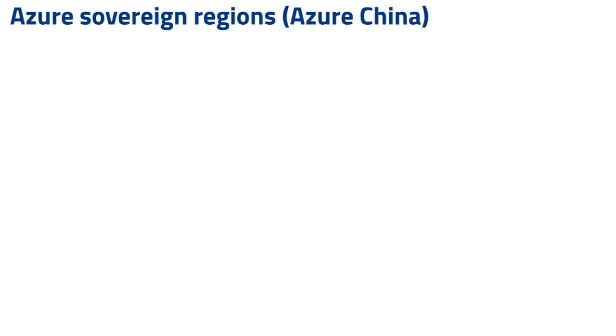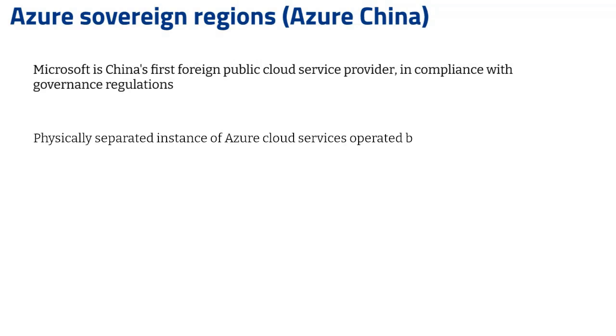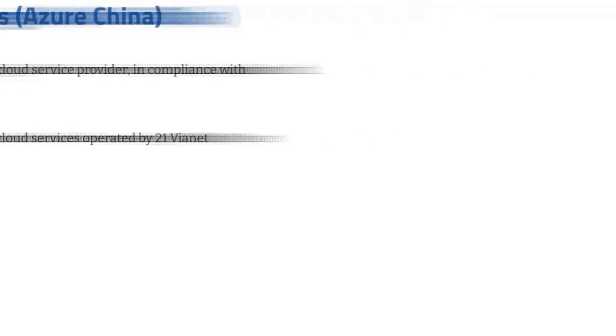Just like Azure US, Microsoft also made provision for Azure China in compliance with governance regulations. They are available through a unique partnership between Microsoft and 21Vianet, whereby Microsoft doesn't directly maintain the data centers.